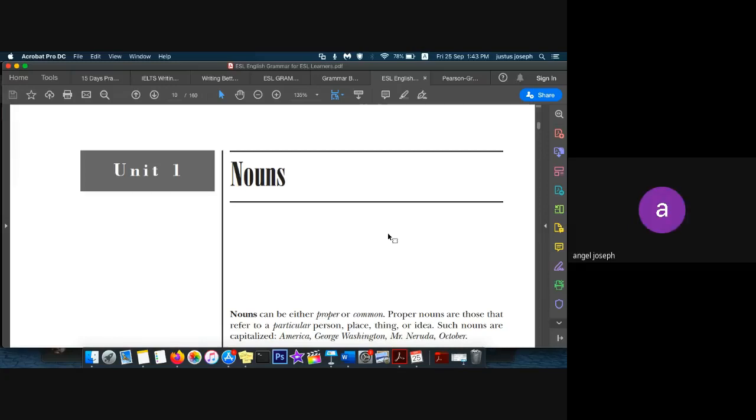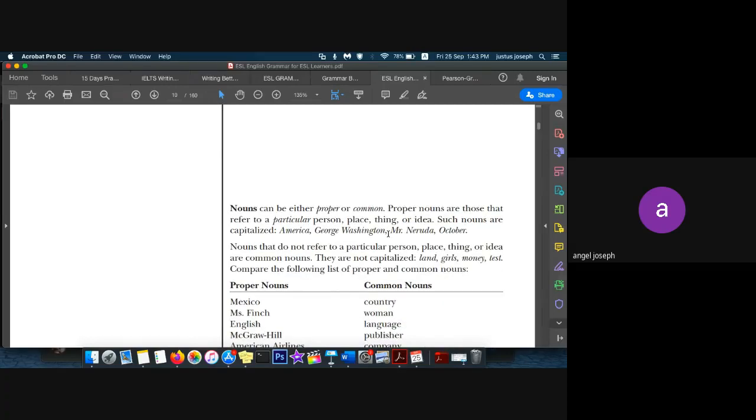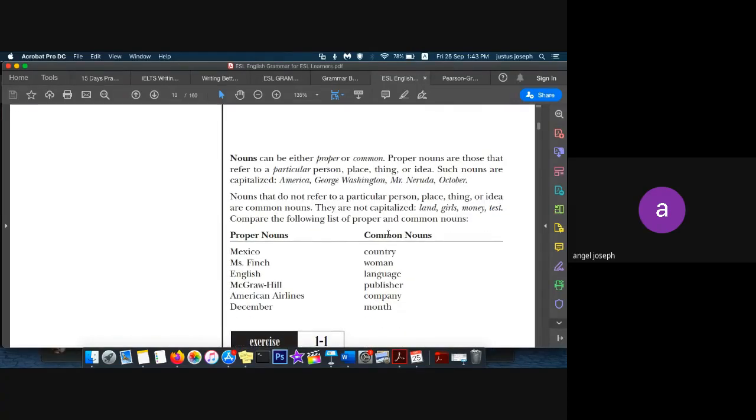Okay. So, what is a noun? First thing, we will start with a noun. Now, most of us know what a noun is. A noun is generally a name given to something. A reference to something is usually done by a name. That name is generally known as a noun.